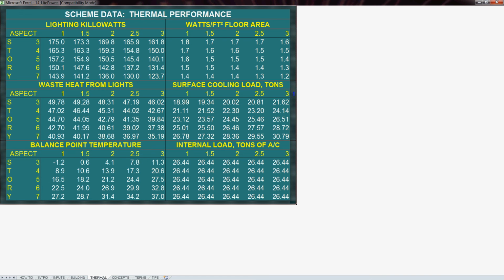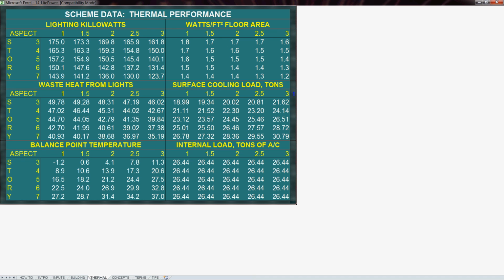Then thermally, on this third sheet, you can see the resultant amount of lighting power, lighting equipment, lighting energy you need in the building, and the resulting air conditioning load in tons that come directly from waste heat from those lights, assuming they're all on. The corresponding watts per square foot of lighting power density in the building. So you divide this by the number of square feet to get that. Surface cooling load, heat gain through the skin from temperature-driven differences. The balance point temperature and the internal loads, which you see are the same for all the schemes.